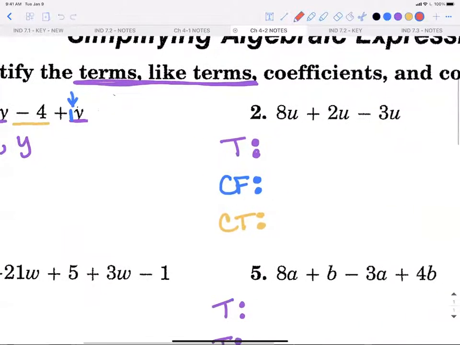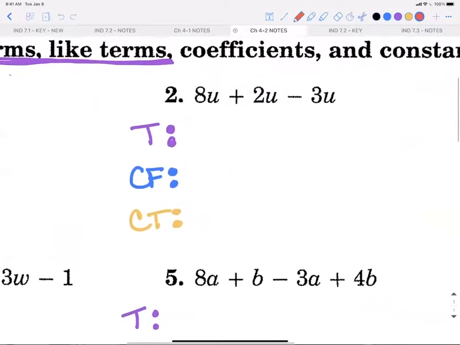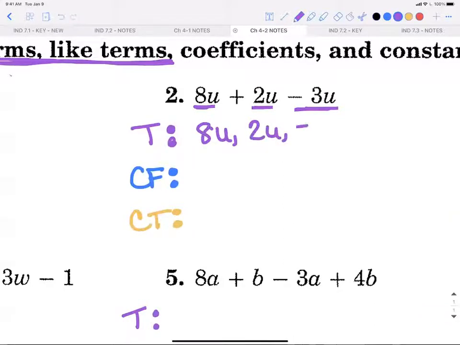Okay. All right. So let's look at number 2. First thing I'm going to list is all my terms, which is everything that has a variable. So I have 8u, 2u, and negative 3u. So under terms, I'm going to list 8u, 2u, and negative 3u. For my coefficient, I'm simply going to pull the number from in front of each one of those u's. So an 8, a 2, and a negative 3 are my coefficients.